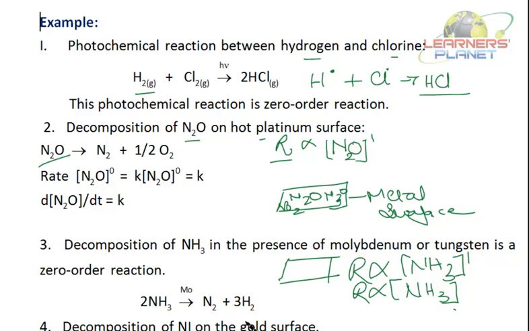Likewise, decomposition of nickel iodide on a gold surface is also a zero order reaction. That is, the rate is independent of the concentration of the reactants. So these are a few examples of zero order reaction. Now let's take up the first order reaction.